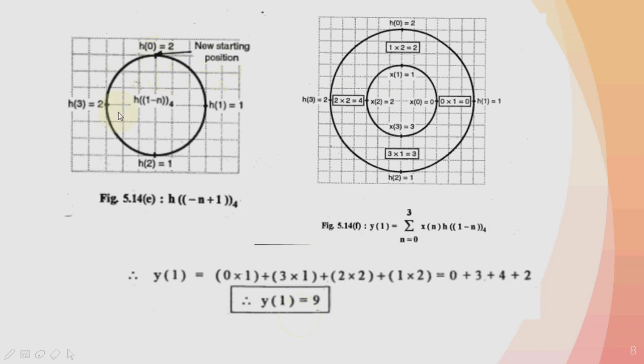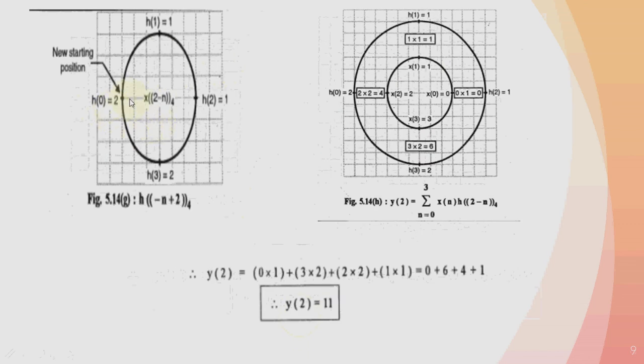Again rotate this point to this position, so you will get the new starting position here, so that is 2, 1, 1, 2. So again multiply with the outer circle, that is 0 multiplied by 1 plus 1 multiplied by 1 plus 2 multiplied by 2 plus 3 multiplied by 2, so you will get 11.